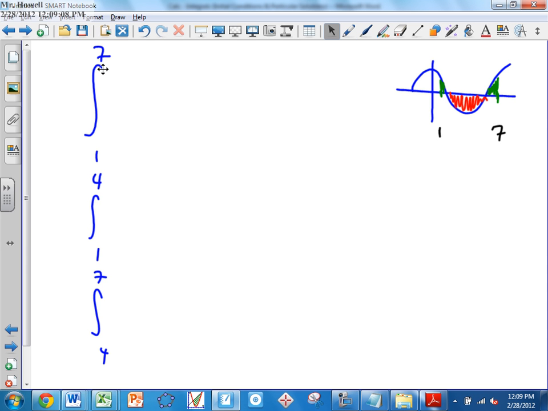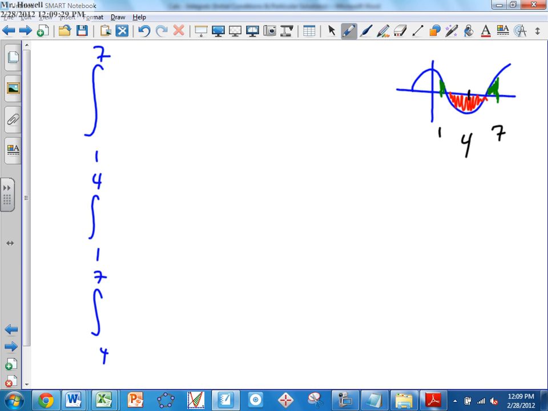Now, from 4 to 7, what does that do? It just cuts a piece of it off, right? In this case, I happened to pick 4 because 4 is the midpoint of 1 to 7. What's the median or the midpoint? So here is 4. So what you're doing today is proving that from 1 to 7, you're going to get an answer.